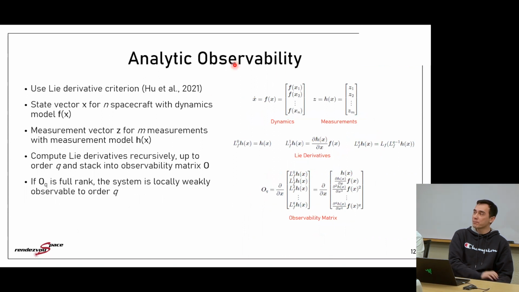So this is actually where some of that previous research comes in, where these guys all used a Lie derivative criterion to decide whether a system was analytically observable. So let's say we have a state vector x for n spacecraft with some dynamics model f of x, and the set of measurements in the system z with this measurement model h of x. What we do is compute these Lie derivatives, which are essentially functions of the measurement model and the dynamics model, and we stack them all into this big matrix here. And if this matrix up to some order q is full rank, then the system is called locally weakly observable.